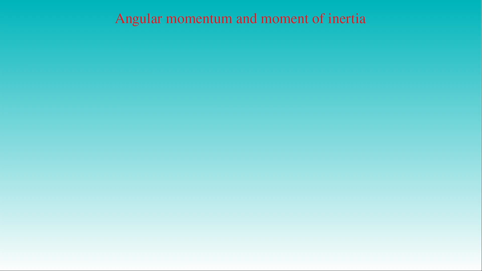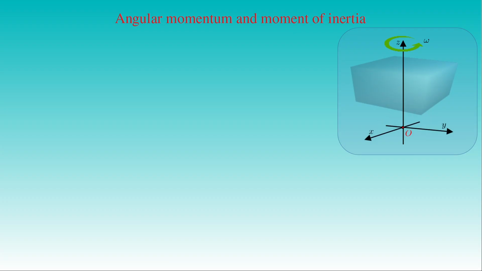Let us consider a rigid body rotating about a given axis with the angular velocity omega, and determine the component of the angular momentum of the body parallel with the axis of rotation. If we choose an arbitrary point O on the axis of rotation as a reference point and attach a coordinate system to the reference point such that its z-axis is the axis of rotation, then we need to determine the z component of the angular momentum L of the rotating body.